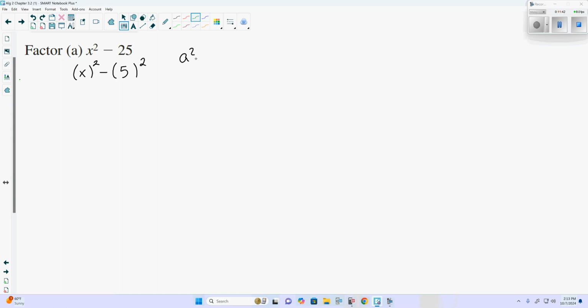So our a squared minus b squared is equal to a plus b times a minus b. So a is what? X. So we'd have x plus b. So x plus 5. So a minus b, it would be x minus 5. We're ready for the next step.